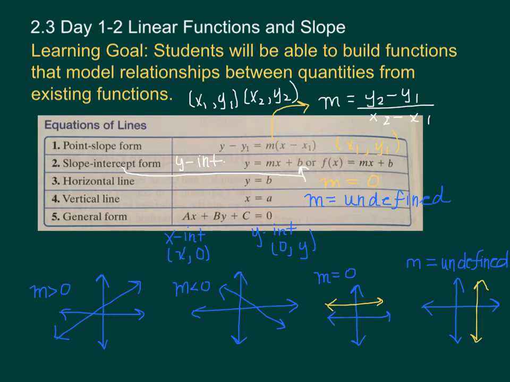So usually a 0 slope is when you're subtracting and you get 0 in the numerator. And then for undefined slopes, that's usually when 0 is in the denominator after you subtract.